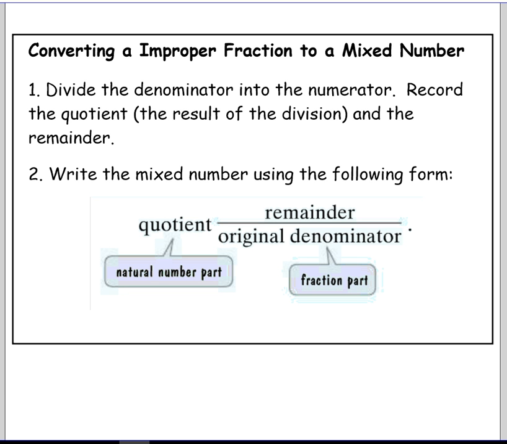And then we're going to write the mixed number using the following form. Our quotient is going to be our natural part, our whole number, and then our fractional part will have the remainder as the top or numerator, and the original denominator from the improper fraction as the denominator. So just as before, the denominator will stay the same.